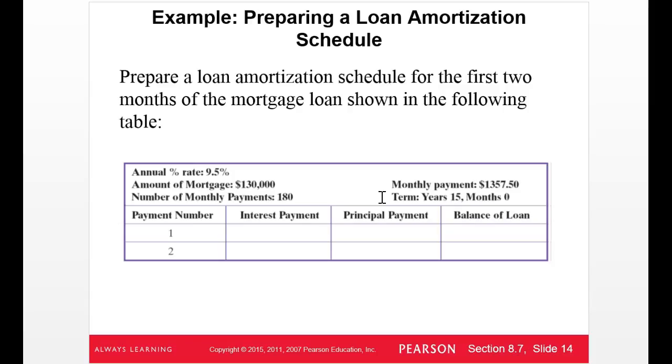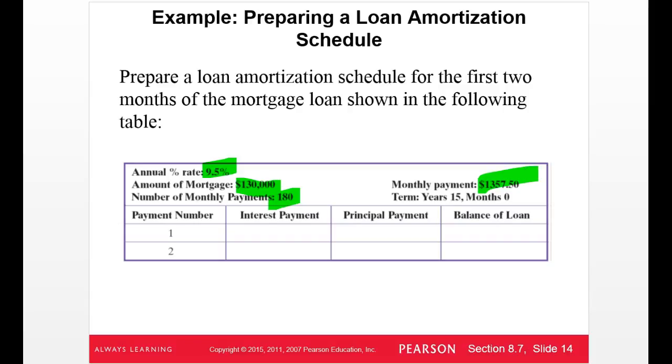Alright, so let's fill in one of these. So this is what one looks like. It'll have the interest payment and the balance in each one of these boxes. So we're going to start off with this one. We've got a $130,000 mortgage. That's how much we borrowed, and our rate is 9.5%. We've got 180 payments, so it's a 15-year loan rather than 30 years. And there's our monthly payment.